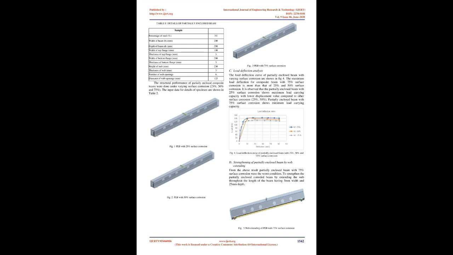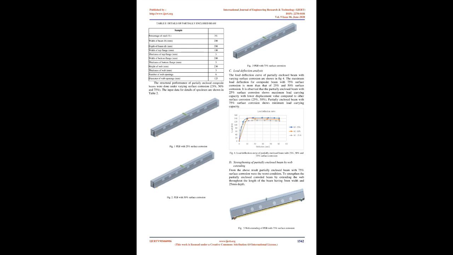De-strengthening of partially enclosed beam by web extending. From the above result, partially enclosed beam with 75% surface corrosion were the worst condition. To strengthen the partially enclosed corroded beam by extending the web throughout the length of the beam having 5 mm width and 25 mm depth. Load deflection behavior. The load deflection curve of partially enclosed beam with 75% surface corrosion and web extended 75% surface corrosion are shown in Fig.